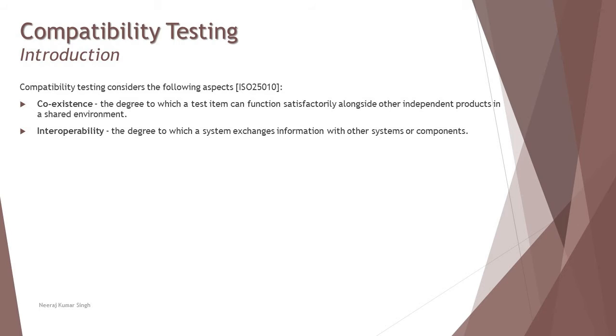As a part of compatibility testing, there are two major parameters to be tested. One is coexistence and the second is interoperability. Coexistence is to make sure that two applications can stay in one particular environment without interfering with each other. That means having a Windows Media Player, having a Notepad application, or any other number of applications, but not conflicting with anyone else. Whereas interoperability is about two different applications communicating with each other and passing information.